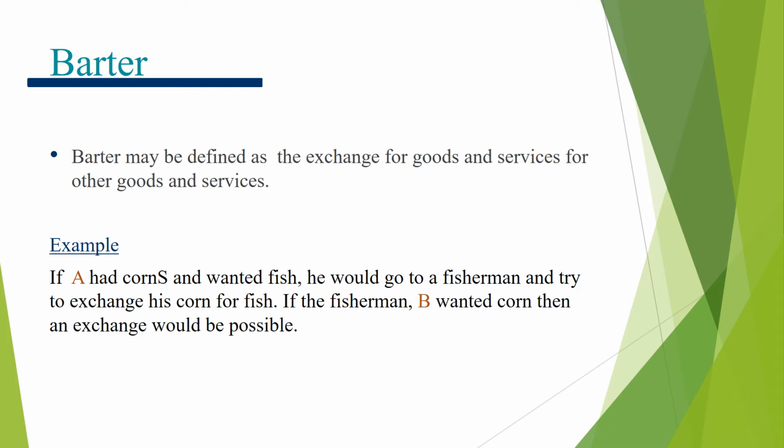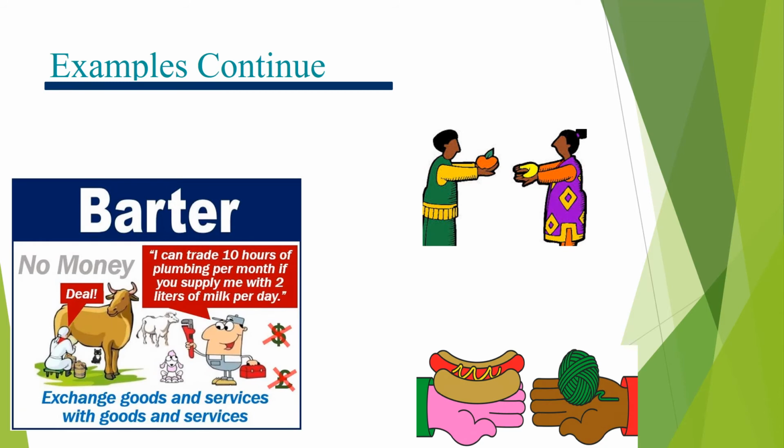So this example says that if A had corn and wanted fish, then he would go to a fisherman and try to exchange his corn for fish. However, the fisherman would have to want that corn in order for the barter or trade to take place. And there are some pictures here as examples of barter.